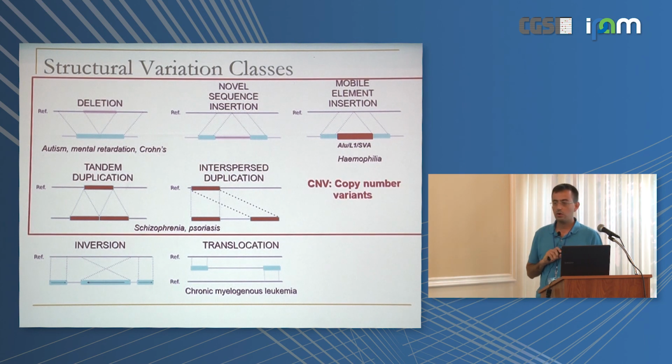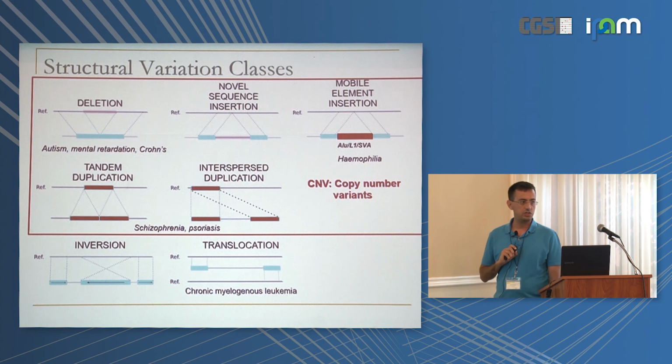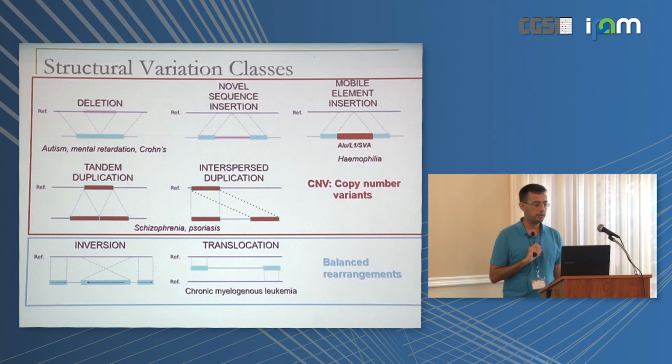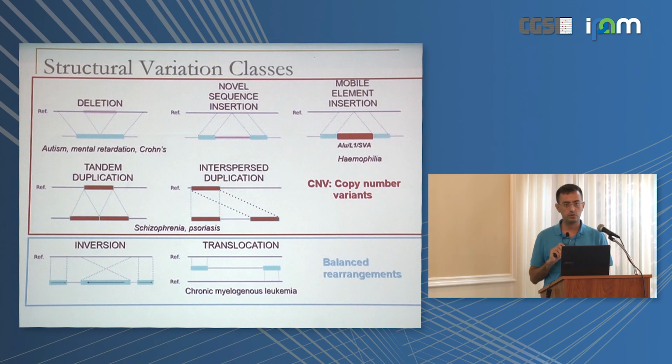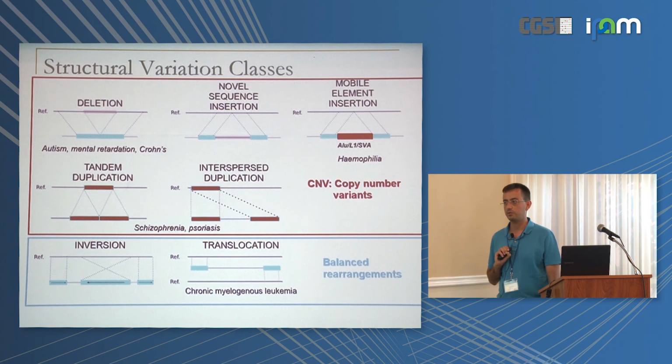Again, these are called copy number variants because they change the amount of DNA. And those two, inversions and translocations, are called balanced rearrangements because they usually do not change the amount of DNA.